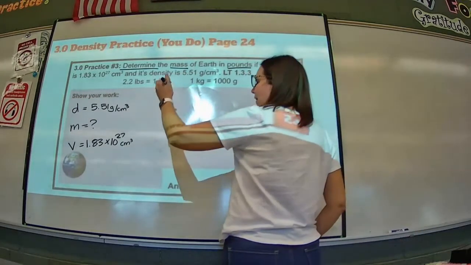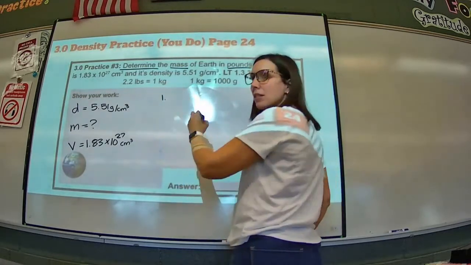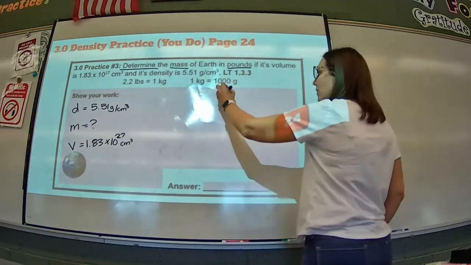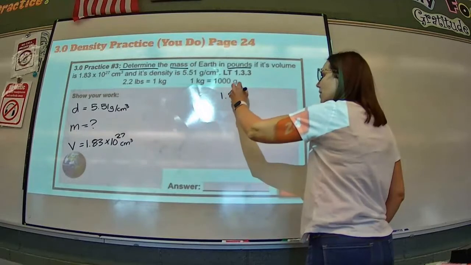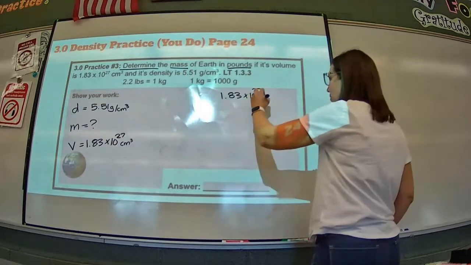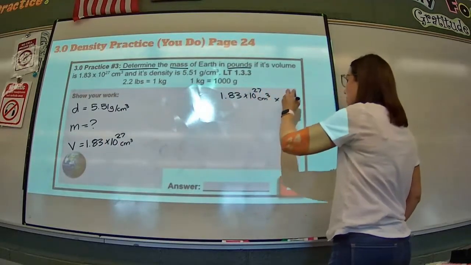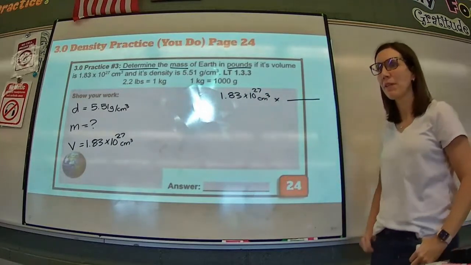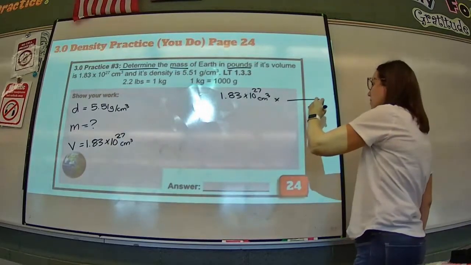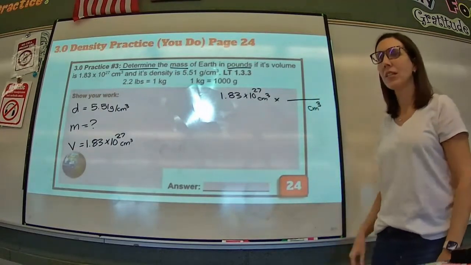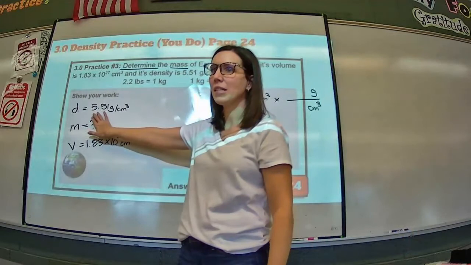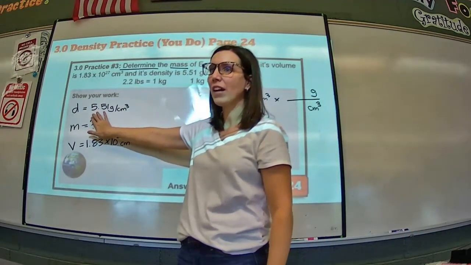So I'm going to take my volume, and I want to make sure I'm not going to hit the dead spot, and I definitely am. So I'm going to come over here. So I'm going to take 1.83 times 10 to the 27th, and that is centimeters cubed. I'm going to do times in a line, and I'm going to set up my ratio. So I want centimeters cubed to go away, so I'm going to put centimeters cubed down the bottom, and I'm trying to get to grams, so I'm going to put grams on top. And I'm going to come over to my density, and what my density says is that I've got 5.51 grams.